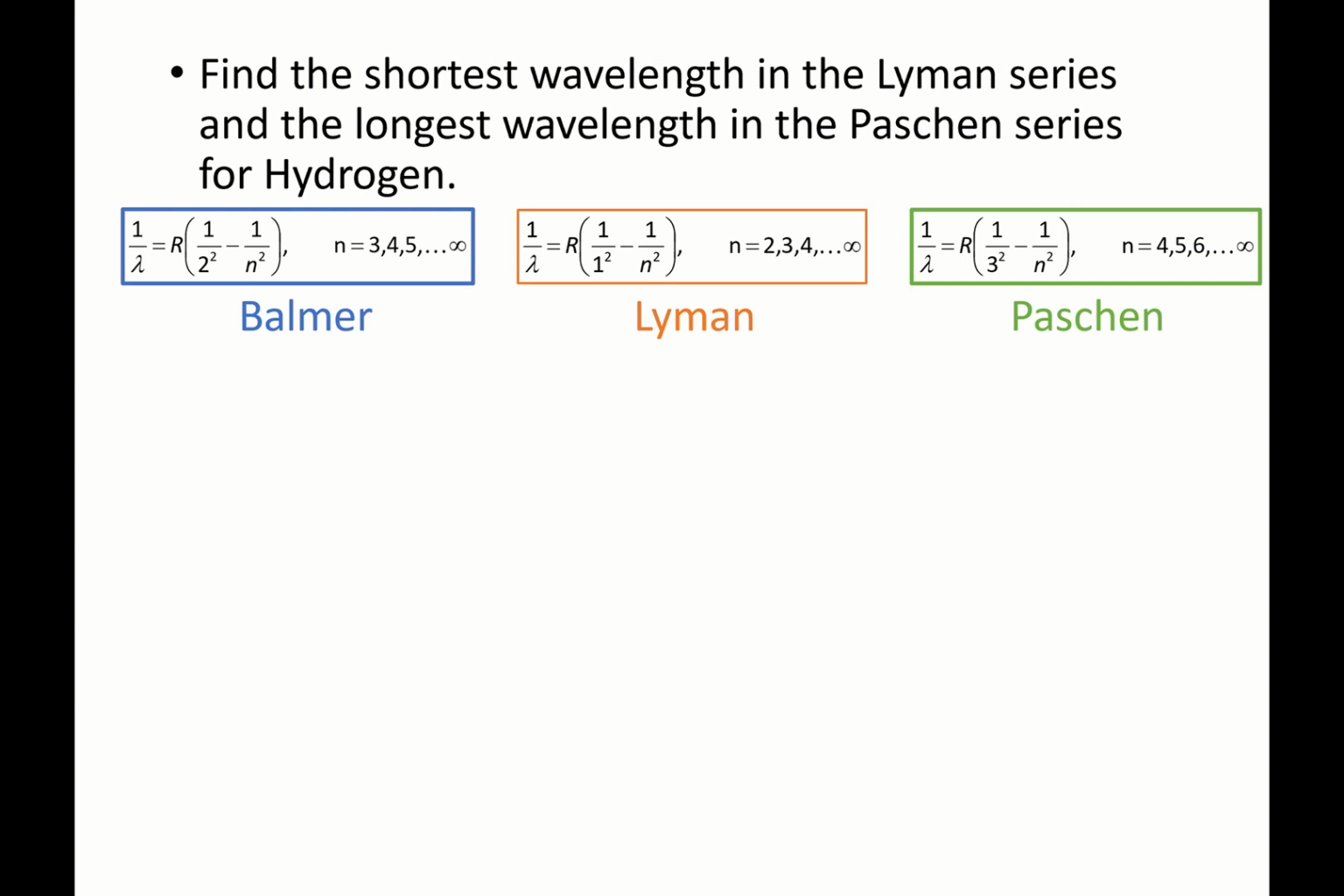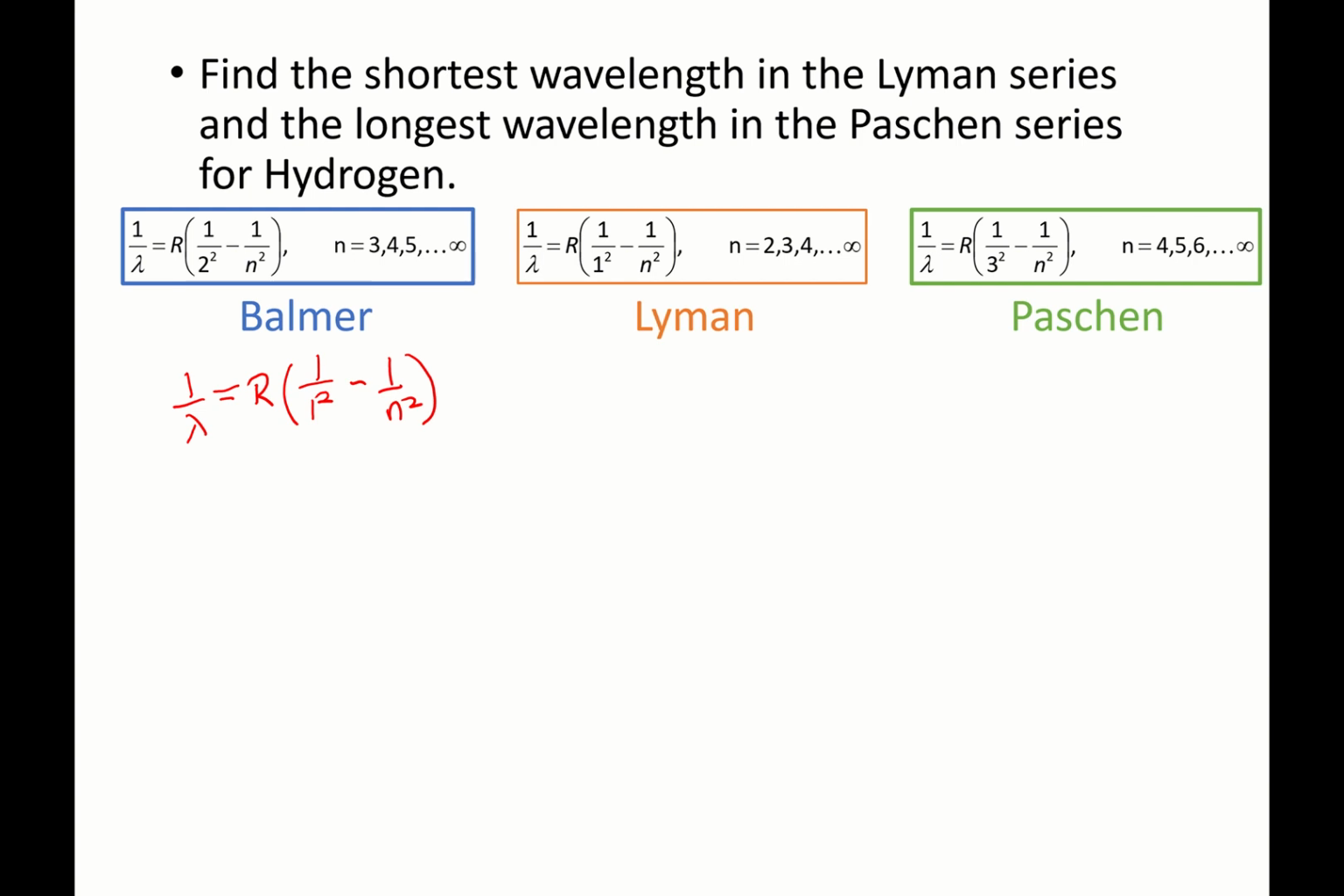So let's do a few calculations using these equations. Just a reminder of the Balmer, Lyman, and Paschen series. Let's find the shortest wavelength in the Lyman series and the longest wavelength in the Paschen series. Okay, so the Lyman series is 1 over lambda equal to R times 1 over 1 squared minus 1 over n squared, where n is any integer from 2 to infinity.